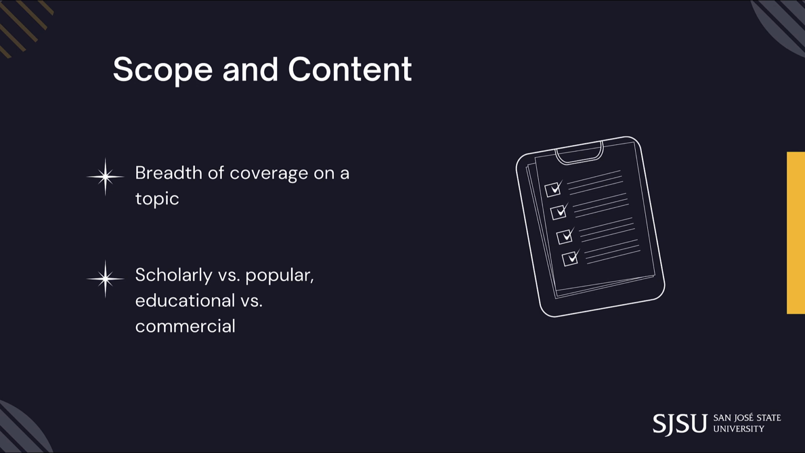Here we're looking at how much information a source has on a certain topic. So in other words, the overall breadth of coverage. The type of source that something is will have a clear impact on this. So for example, it's more likely that something like a government report will contain more detailed information about COVID-19 than a Facebook post on the same topic. We also need to consider what type of content is in the source. So is the information source scholarly or popular in nature? Is it educational or commercial?